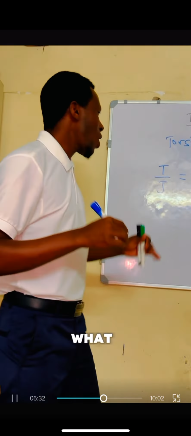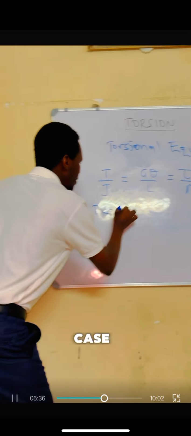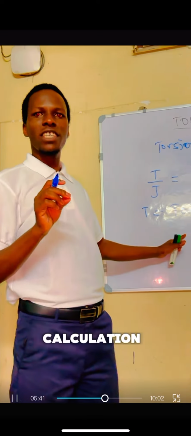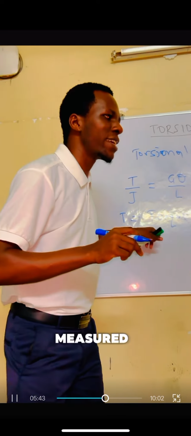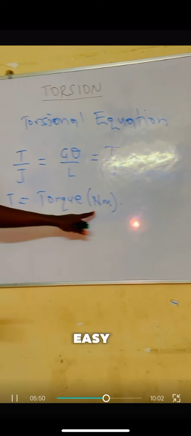But you should know what some of these letters are. So what is T? T in this case is torque. And when you're doing a calculation, you should know what torque is measured in. It is measured in Newton meter. When you're doing a calculation, it is easy for you to know.